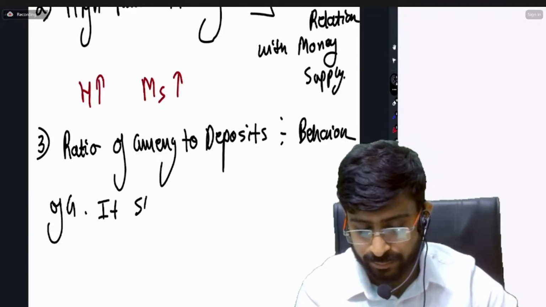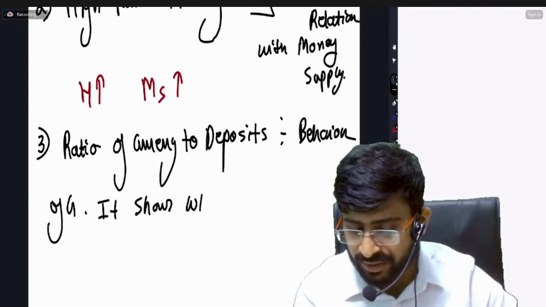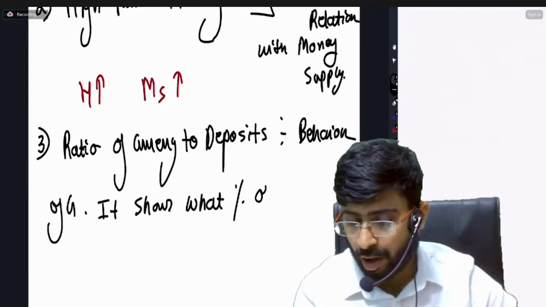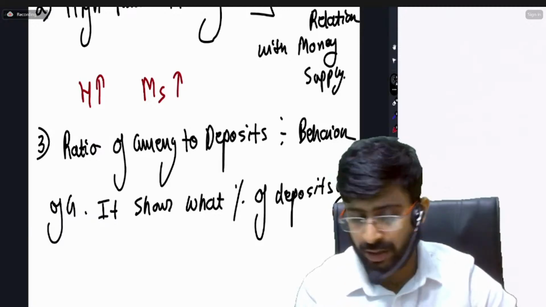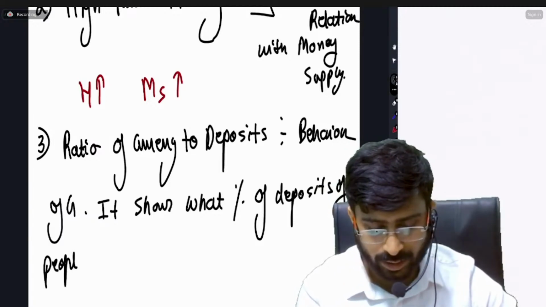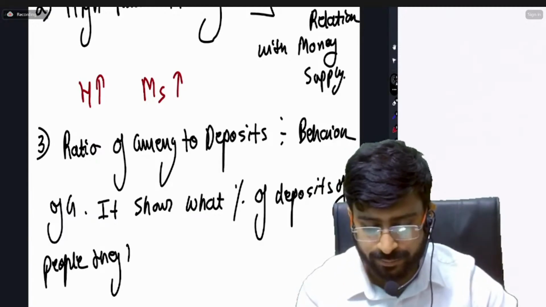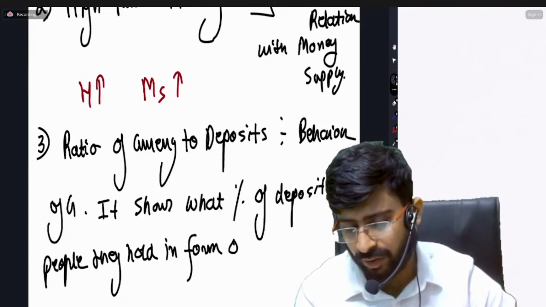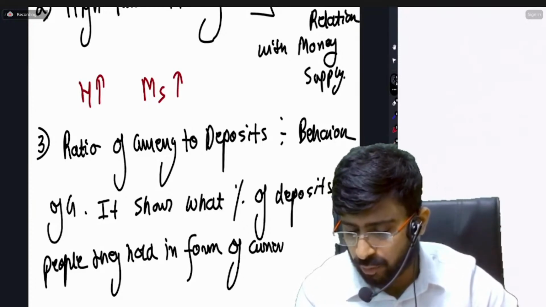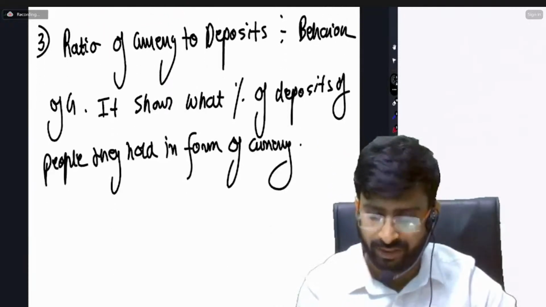It shows what percentage of deposits of people they hold in the form of currency. What percentage of the total deposits of people do they hold in the form of currency?